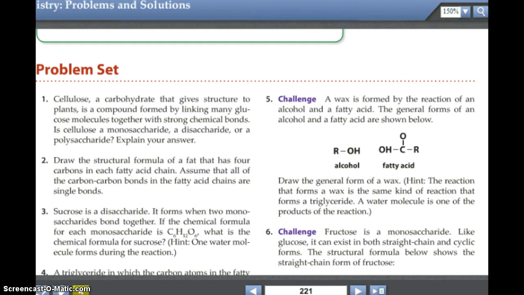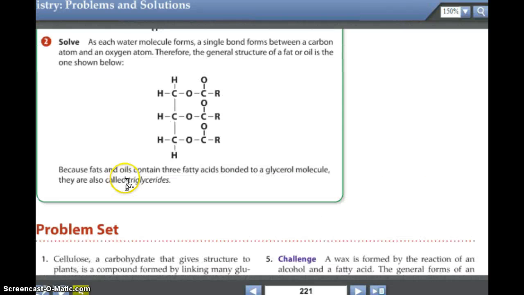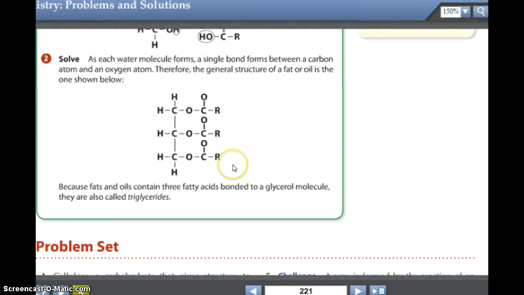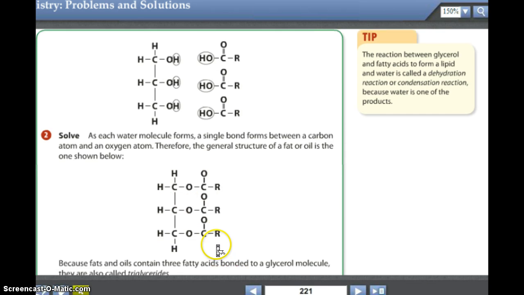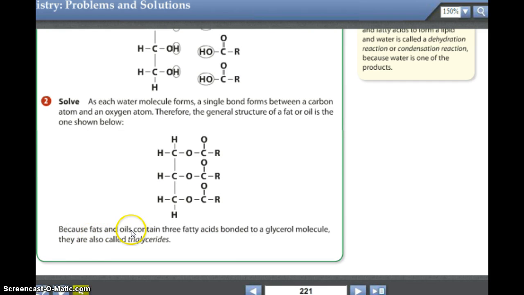Although you're not going to be drawing on the quiz, I will tell you that it does give you pictures. So it might give you a picture of a lipid or a picture of a nucleic acid or a picture of a sugar. And so it could give you something like this and say, what is this? Is this a lipid or nucleic acid or protein? And so you definitely want to make sure that you know that because fats and oils contain 3 fatty acids bonded to a glycerol molecule, they're called a triglyceride.